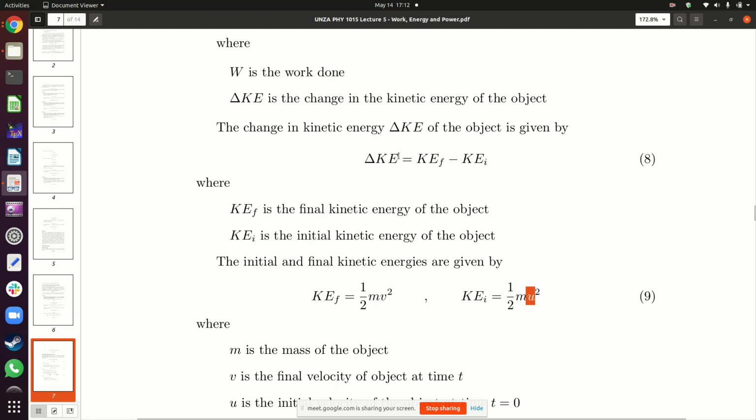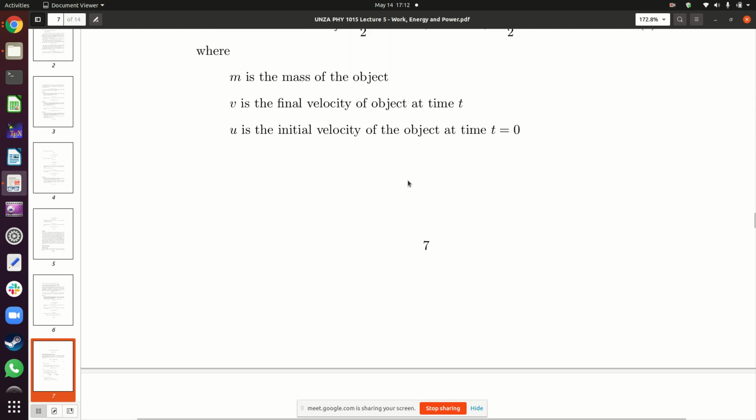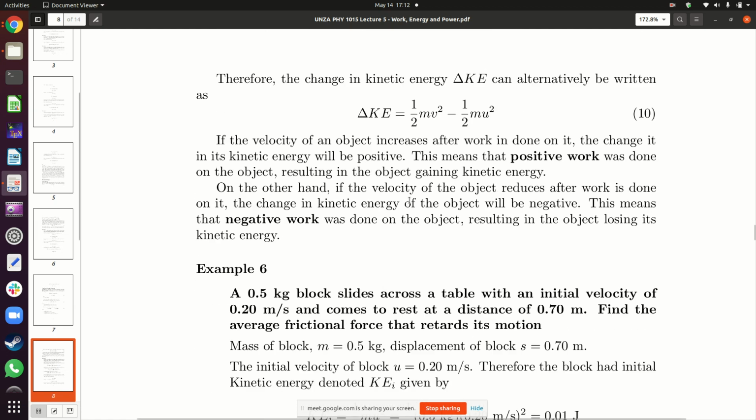So, yeah. If there is a change in kinetic energy of an object, then this change in kinetic energy is equal to the work that is going to be done, and this is how you write it. The change in kinetic energy is equal to half mv squared minus half mu squared, where v is the final velocity of the object and u is the initial velocity of the object.